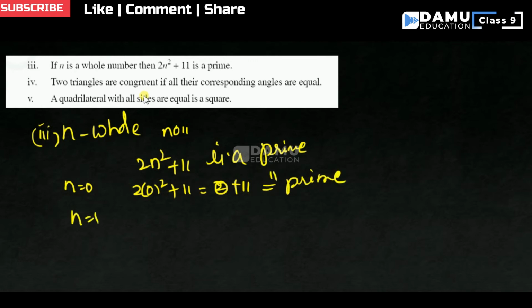Let's take n equal to 1: 2 into 1 square plus 11, that is equal to 2 into 1 plus 11, that is 2 plus 11, that is equal to 13.